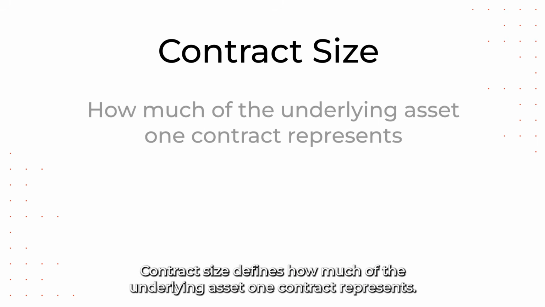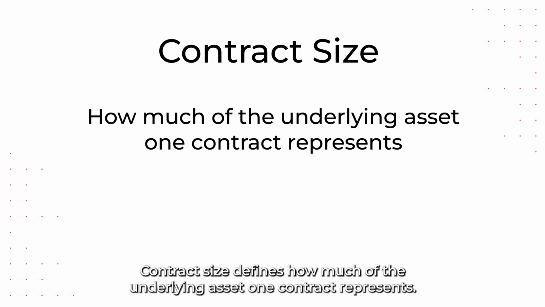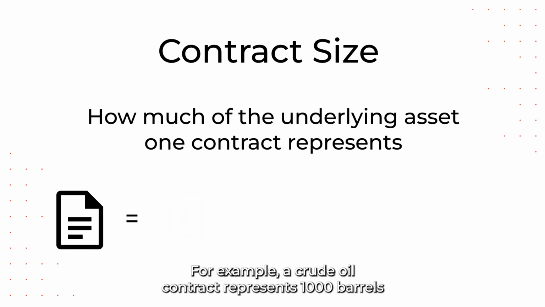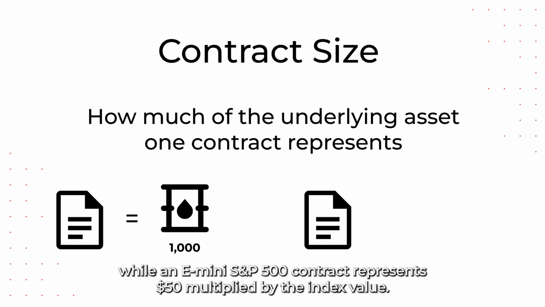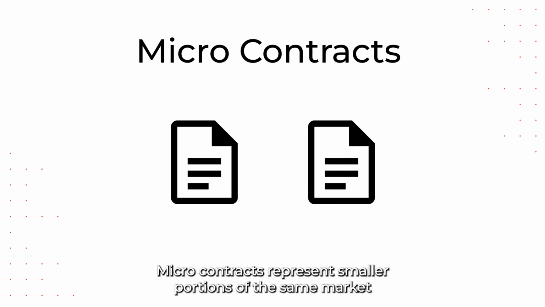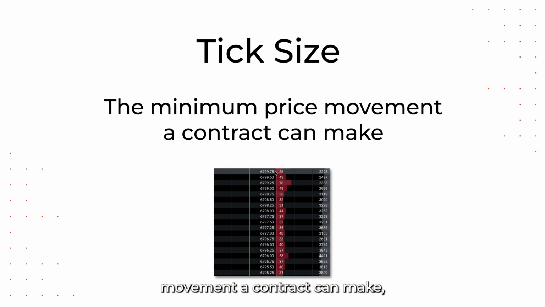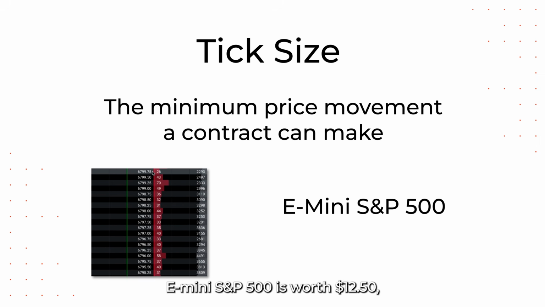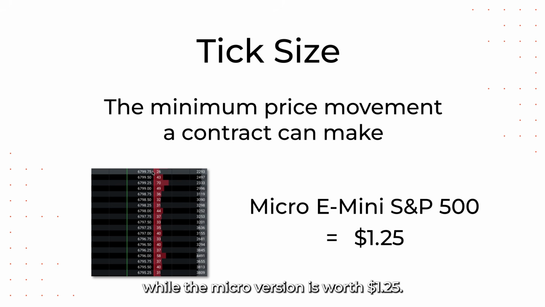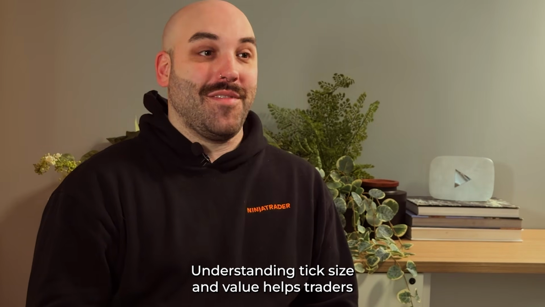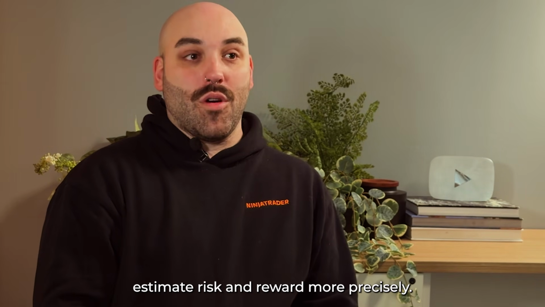Contract size defines how much of the underlying asset one contract represents. For example, a crude oil contract represents 1,000 barrels, while an E-mini S&P 500 contract represents $50 multiplied by the index value. Micro contracts represent smaller portions of the same market and can be useful for managing risk or trading with smaller position sizes. Tick size is the minimum price movement a contract can make, and each tick has a specific dollar value. For example, a single tick in the E-mini S&P 500 is worth $12.50, while the micro version is worth $1.25. Understanding tick size and value helps traders estimate risk and reward more precisely.